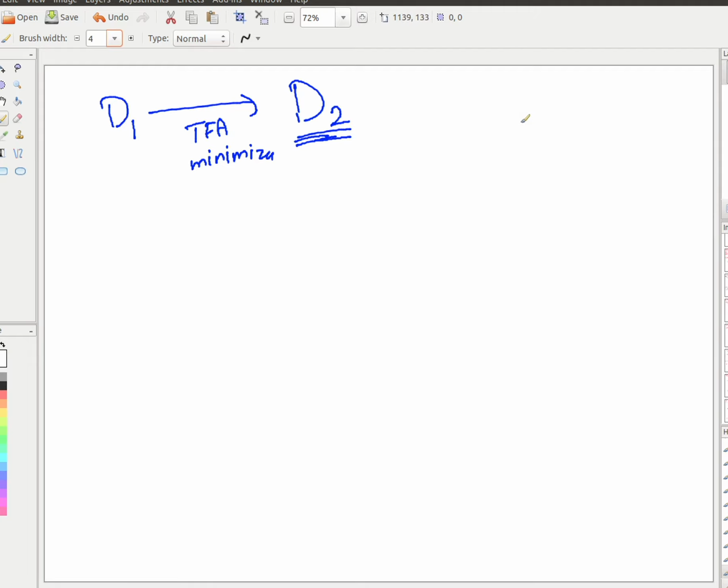But there is a possibility, right? Someone can come and say, I have a machine N, I have designed another DFA which is better than D2. The language of D2 and the language of N is the same, but what happens? The number of states in N is smaller than the number of states in D2.